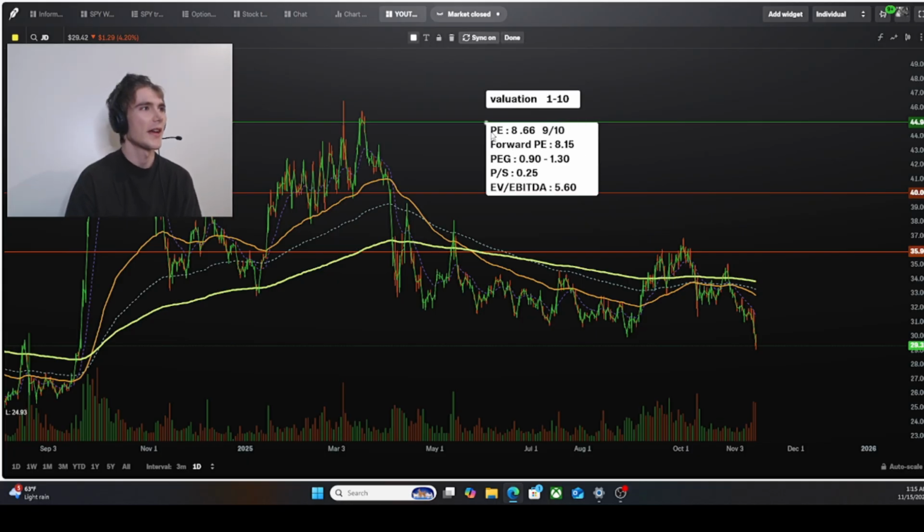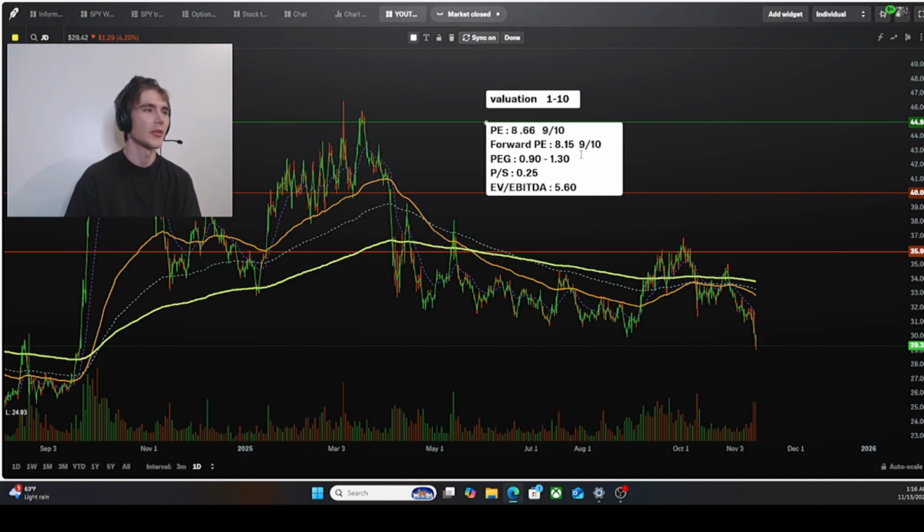Next, we are going to be looking at the forward PE of JD. JD comes in around 8.15, and this looks at expected profits for next year. When forward PE is lower than current PE, it usually means earnings are expected to rise. So it's another strong number, another 9 out of 10.